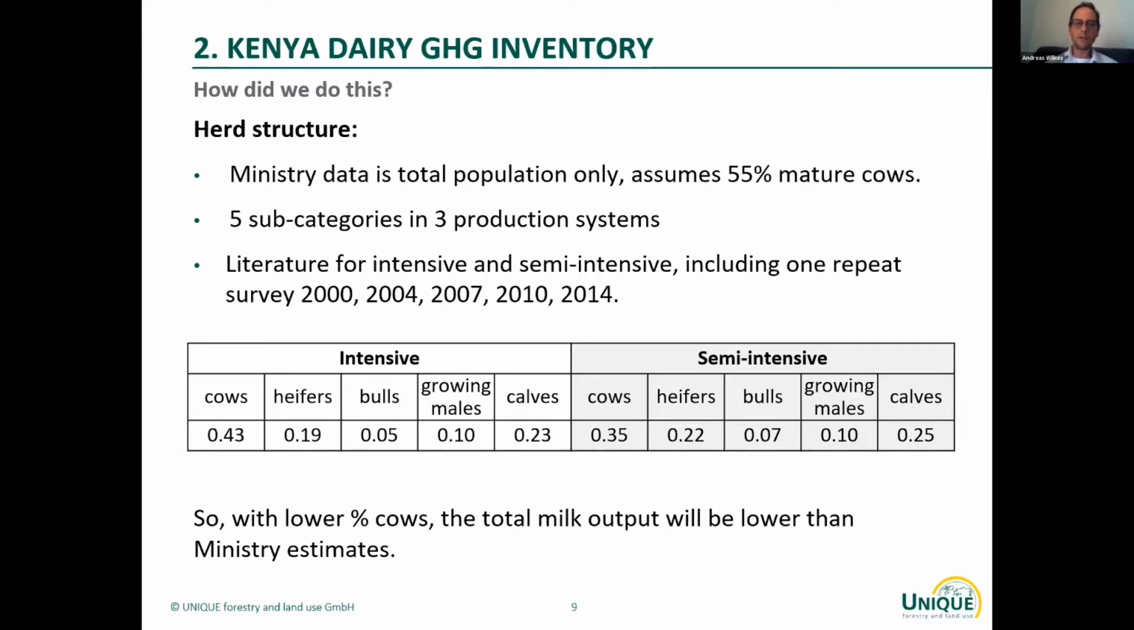So for example, in the intensive system, we come up with an estimate that cows are about 43% of the total herd, and in the semi-intensive system, about 35% of the total herd, which is much lower than the 55% assumed by the ministry. So in this case, our inventory would estimate a much lower total milk yield for the whole country compared to the official statistics in, for example, the agricultural GDP estimates. But since our estimate is based on the available literature rather than simple assumption, we thought it's better to go with this estimate.